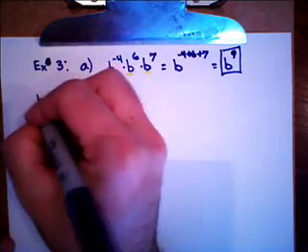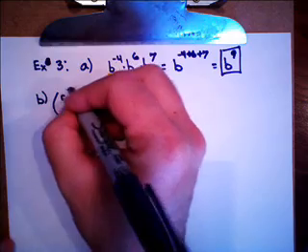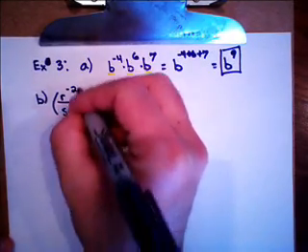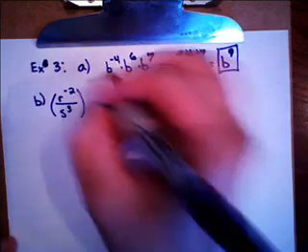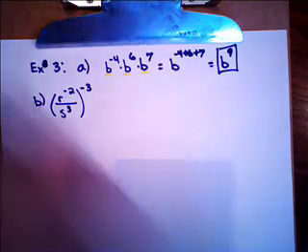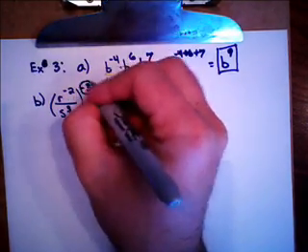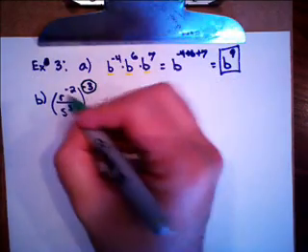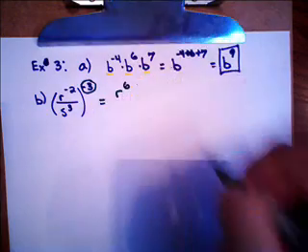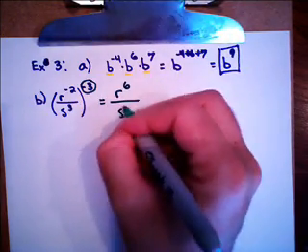Example B, r to the -2 power over s to the third, all being raised to the -3 power. Alright, so this is a good example. We're going to go ahead and distribute this -3. So -2 times -3 is +6. 3 times -3 for your s is -9.